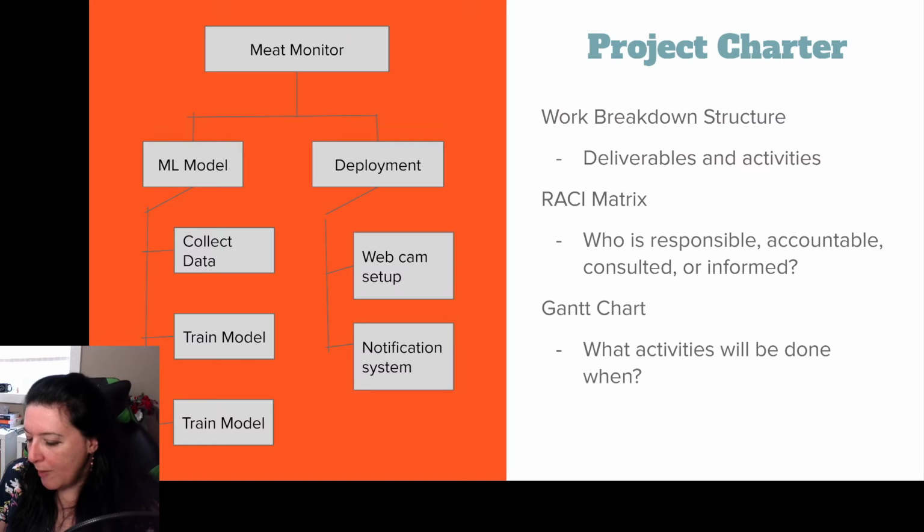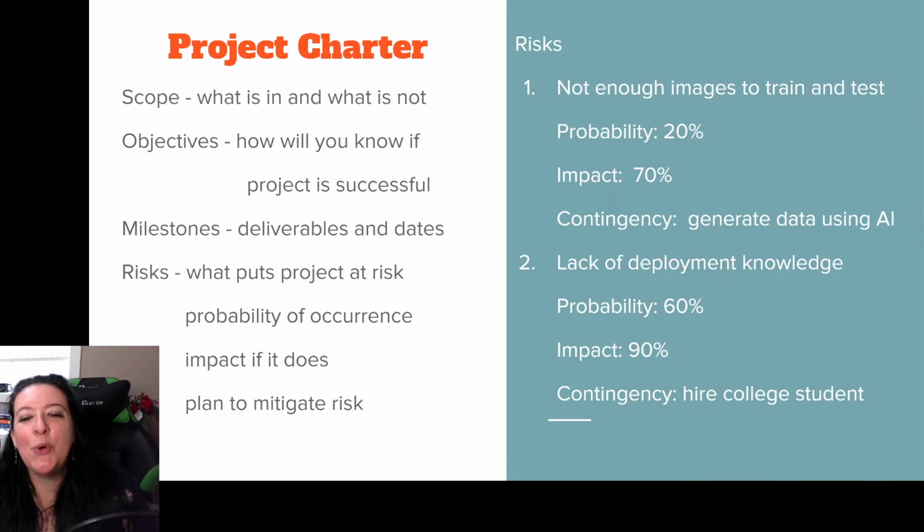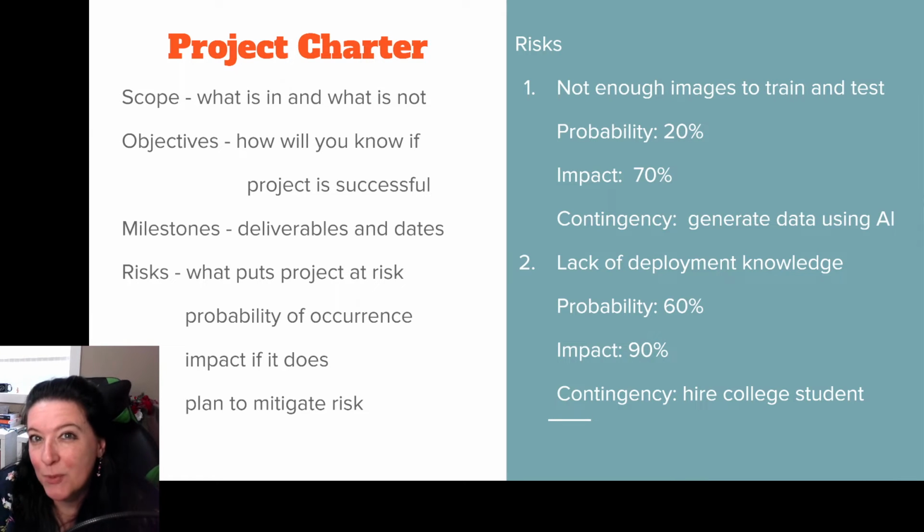How are we going to go about mitigating that risk? So for example, at our grocery store, maybe the challenge we have with this project is that there may not be enough images of good meat and bad meat to train and then test. Maybe we're not too concerned about it. We think the probability of it happening is only 20%.